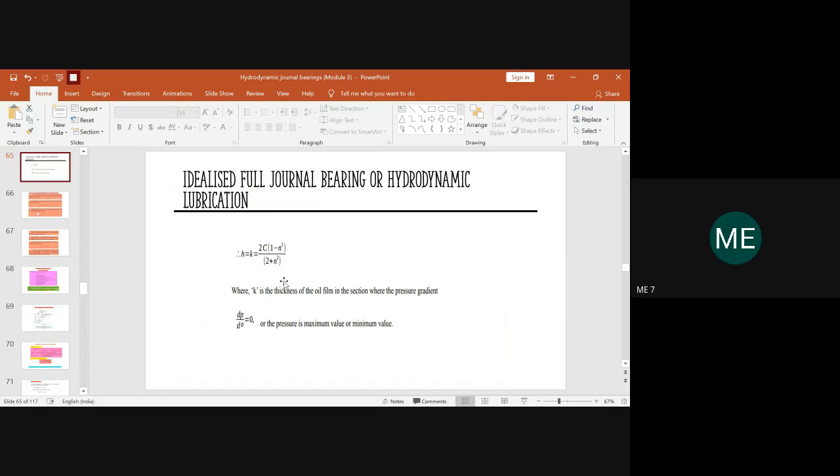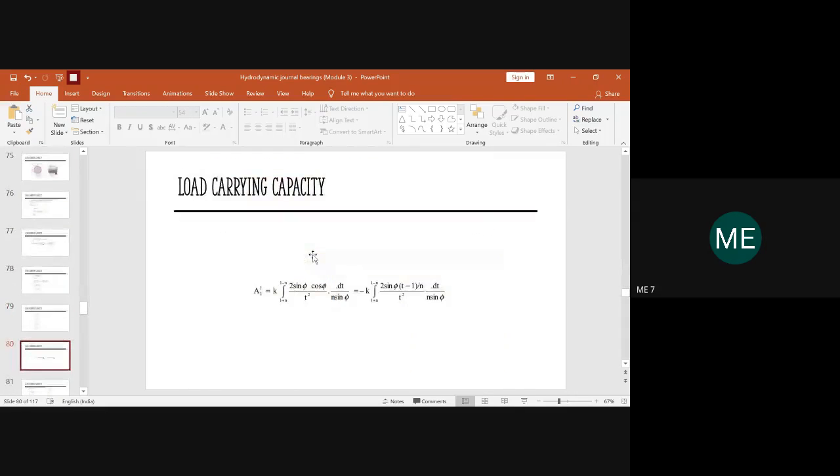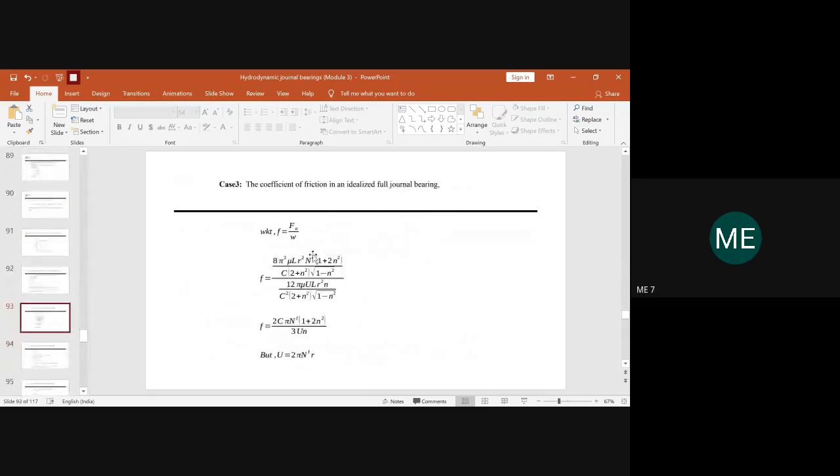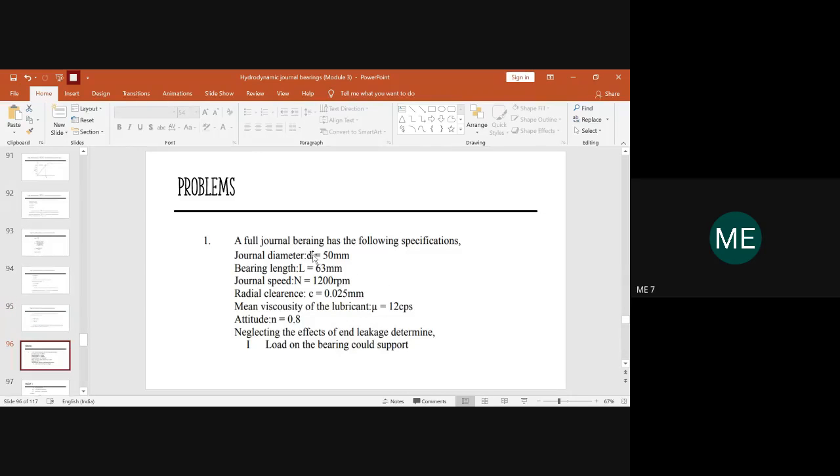So we had an equation to prove that in the case of an idealized full journal bearing, small h will be equal to k. This value, the minimum thickness of the oil, will help you evaluate the pressure gradient. It could be across the null point, or across the maximum or the minimum point. These are just the brush-up part or the prerequisites essential for you to solve the problems. With the completion of the theoretical part, we now have to start with the numericals. As per your syllabus, we have problems in full journal bearing.